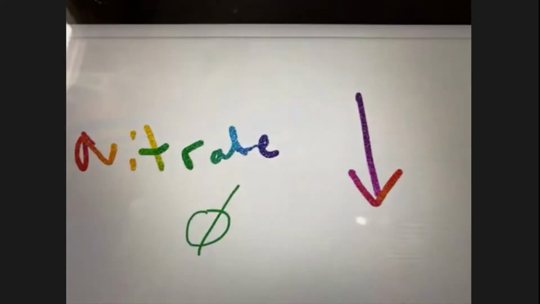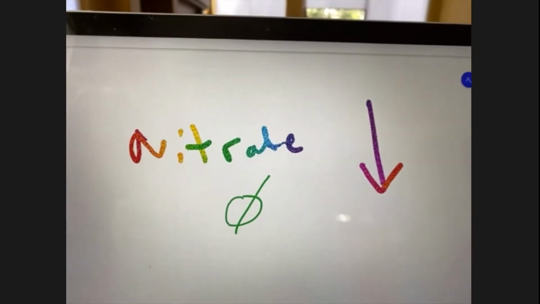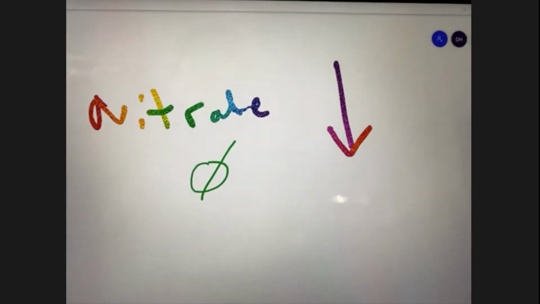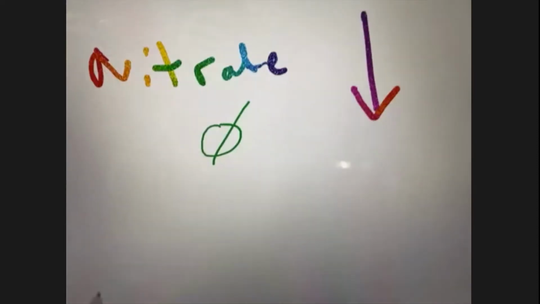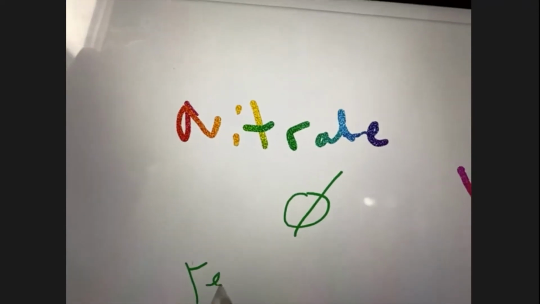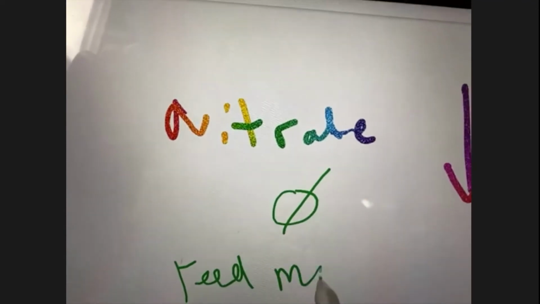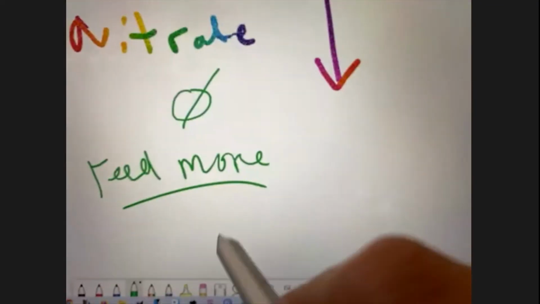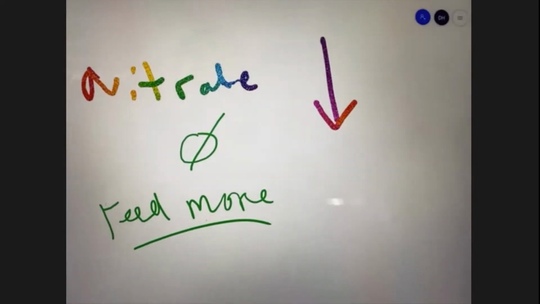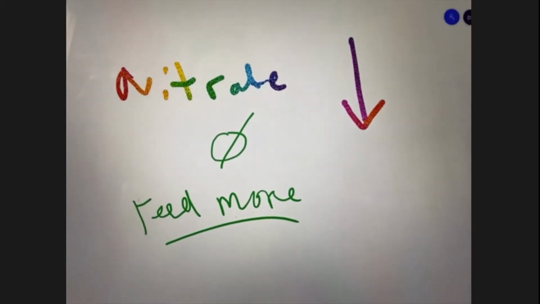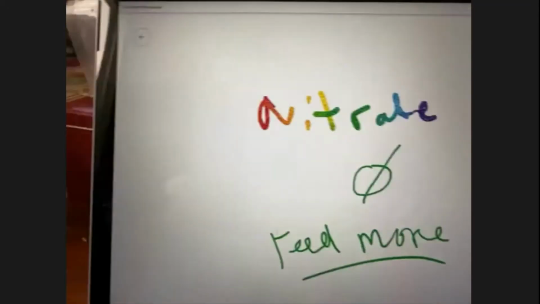So if you have low nitrate, what people do is they're like, oh, just feed more fish food. That's going to increase your nitrate. But if you feed more, yeah, that's going to increase your nitrate, but it's also going to increase other things like phosphate. And you want to keep nitrate high and phosphate low.